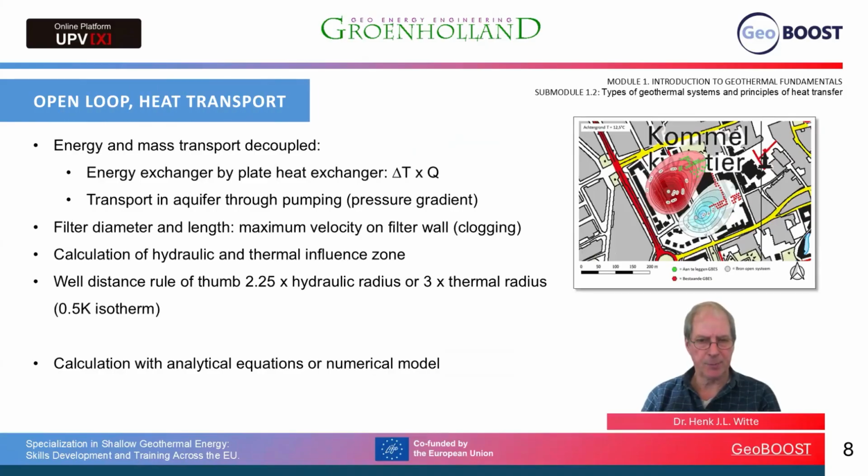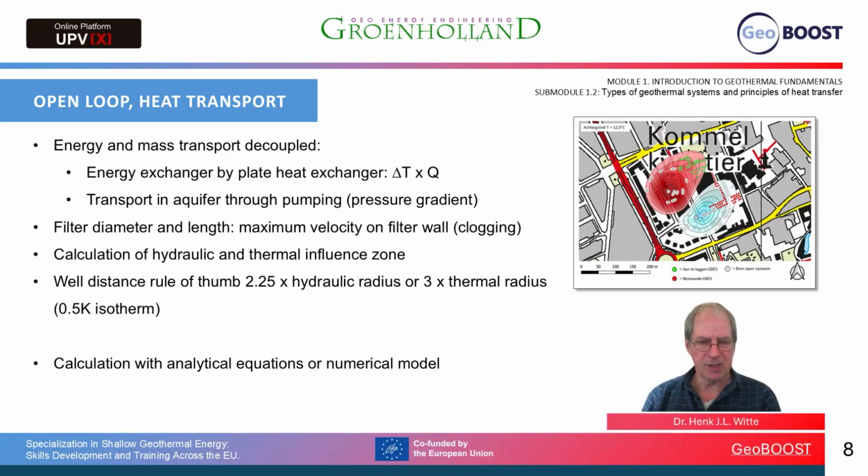In the second part of this presentation, we'll talk about heat transport with open loop systems in a bit more detail. The first thing to notice is that energy and mass transport are decoupled. We transport the groundwater by pumping, moving it through the plate heat exchanger to exchange thermal energy with the building, and the thermal energy is exchanged due to temperature differences. So the relationship between the temperature difference and the volume flow rate will give us the capacity on the plate heat exchanger. In the aquifer itself, the groundwater moves through the pressure gradient caused by the pumping.